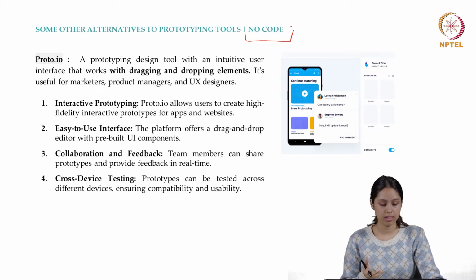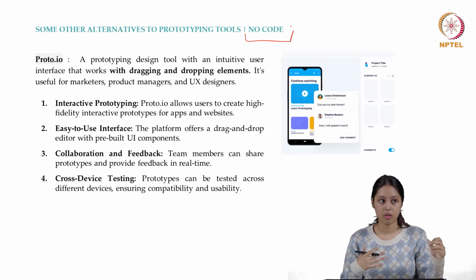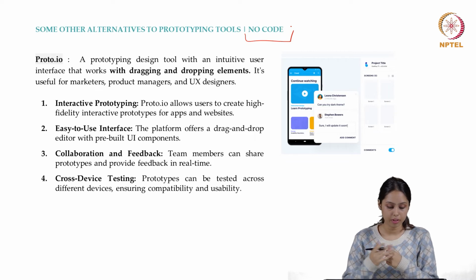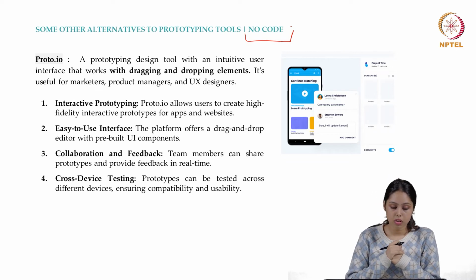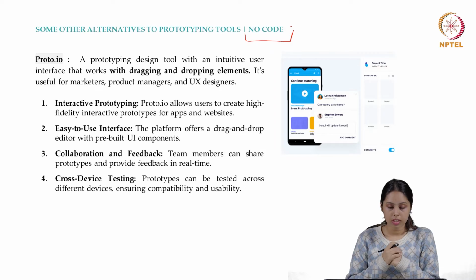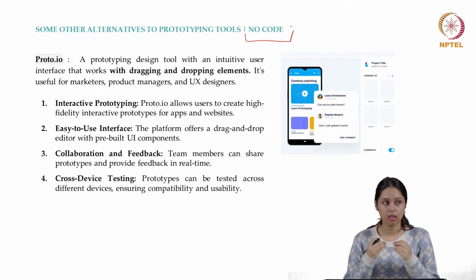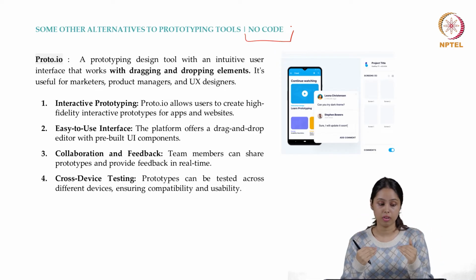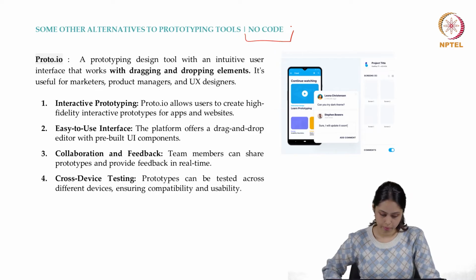Third is collaboration and feedback. Again, Figma also had this feature, so you can share the link to your design with other team members, and they can provide feedback, comment on it, and give their opinion. Fourth is cross-device testing. Prototypes can be tested across different devices. As I told you earlier, Figma also had different options for devices that you want to see your prototype on, and the same goes with Proto.io.